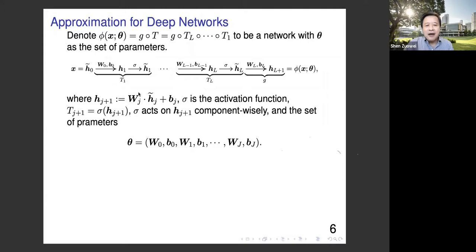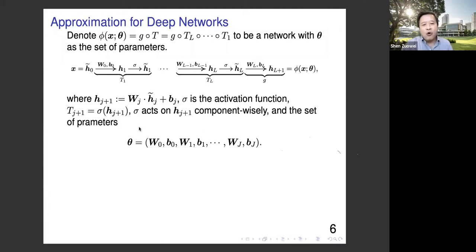The affine map is followed by an activation function. The activation function is very, very important. This is a nonlinear activation function. So each Ti is essentially the composition of two functions, and your parameters are W and B.